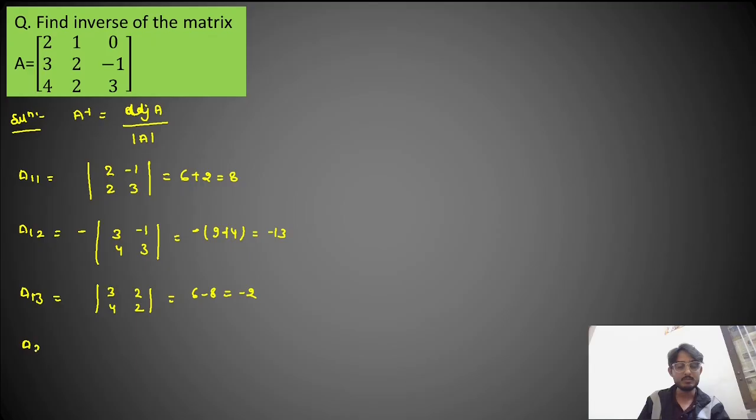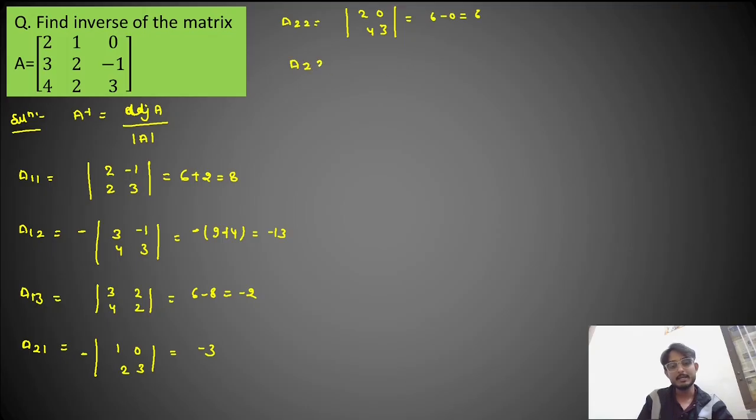Now A21 means eliminate the second row and first column. When you eliminate the second row and first column, you will get 1, 0, 2, 3. Also the sign will be changed because 2 plus 1 equal to 3. 3 ones are 3 and 2 into 0, 0. So you will get minus 3. Now A22 equals eliminating the second row and second column. When you eliminate the second row and second column, you will get 2, 0, 4, 3. The sign will not be changed because here it is an even number. 2 3s are 6 minus 4 into 0, 0. 6 minus 0 equal to 6.